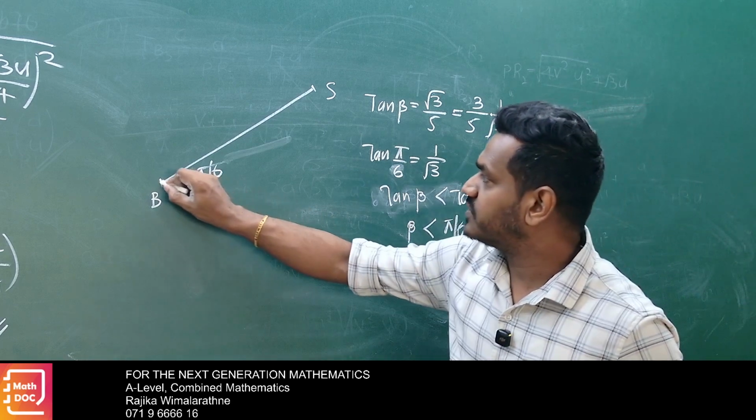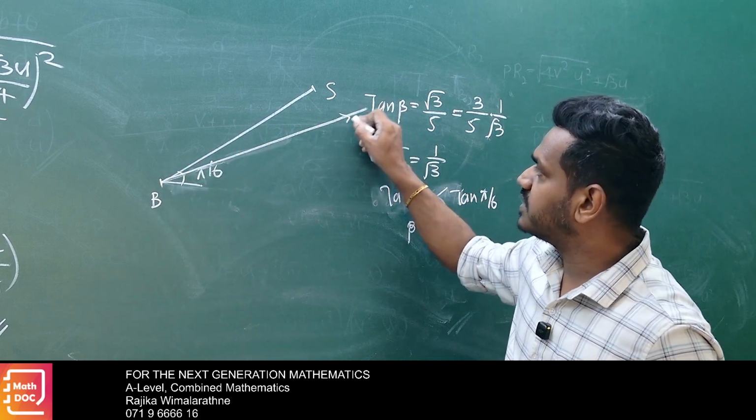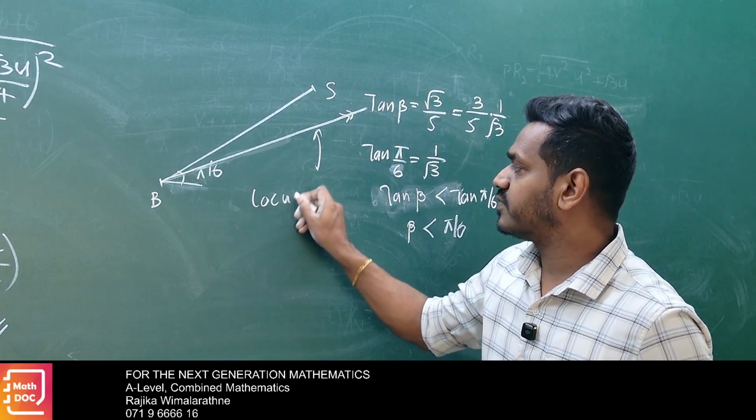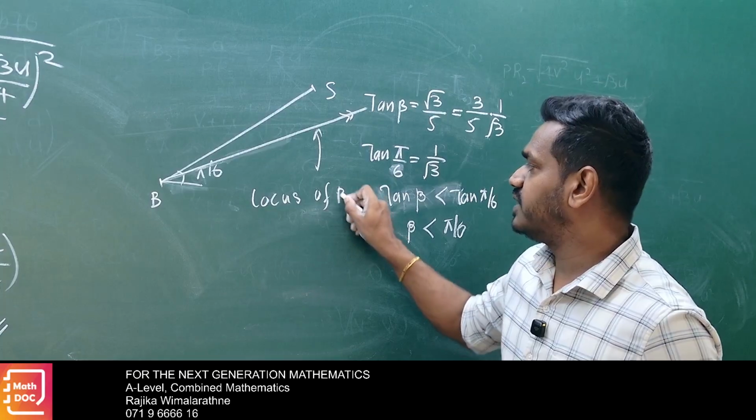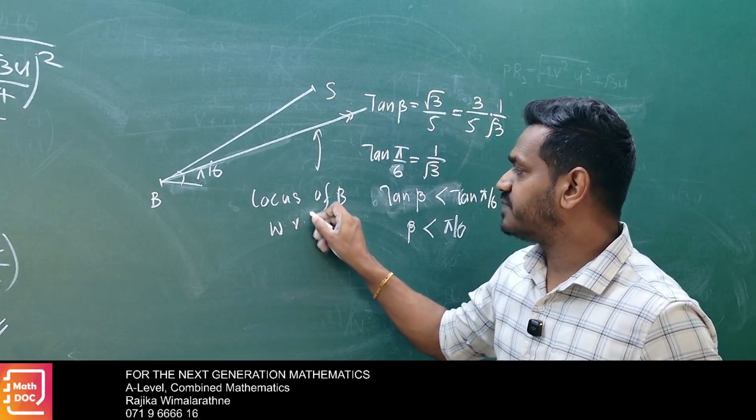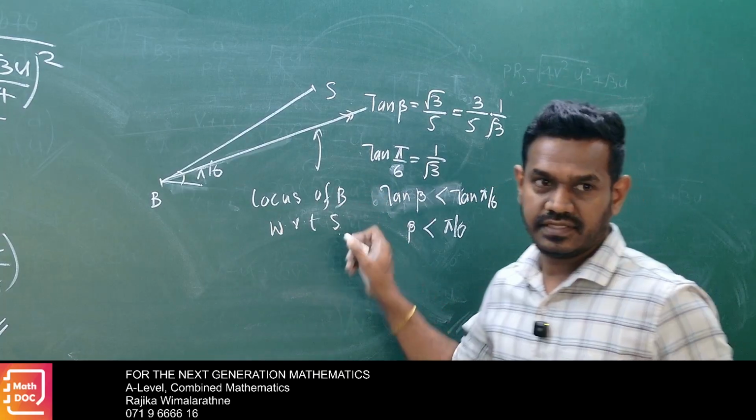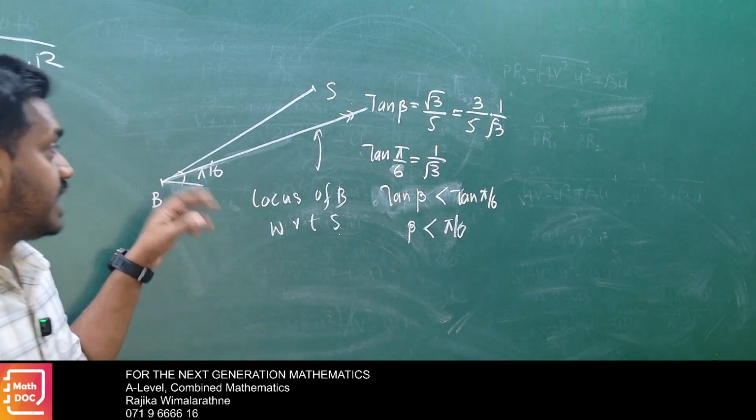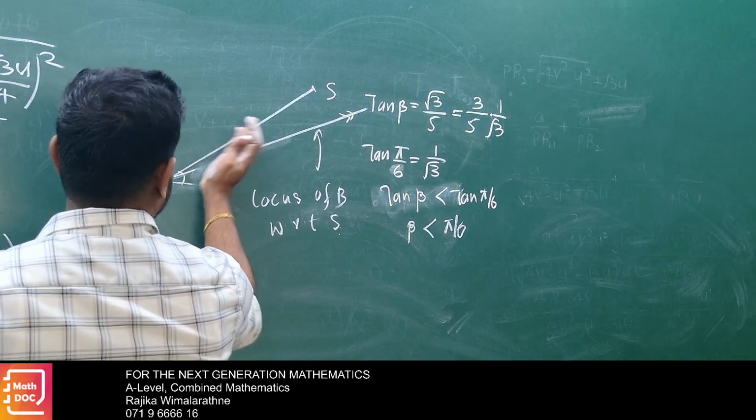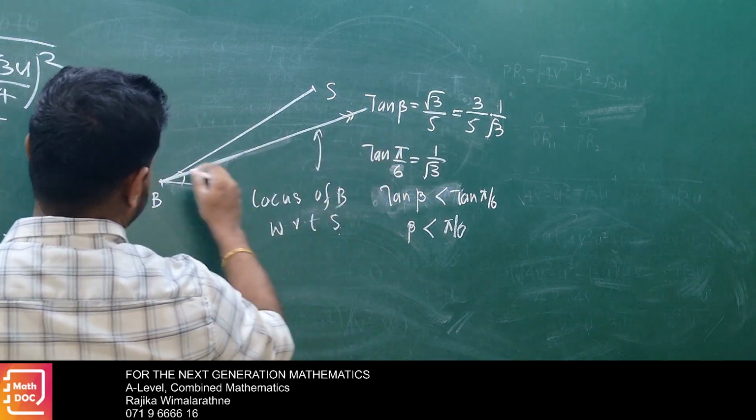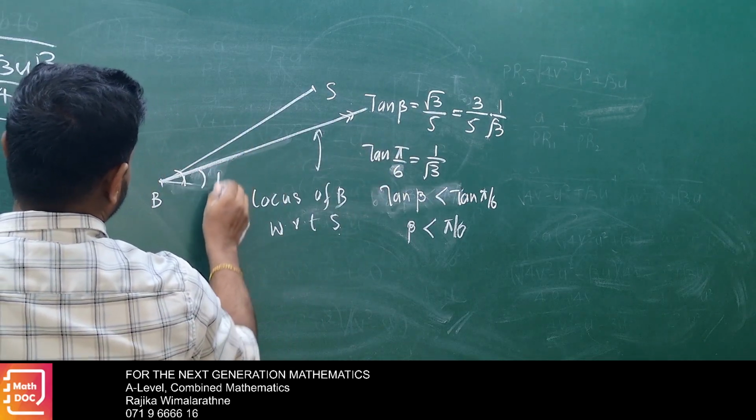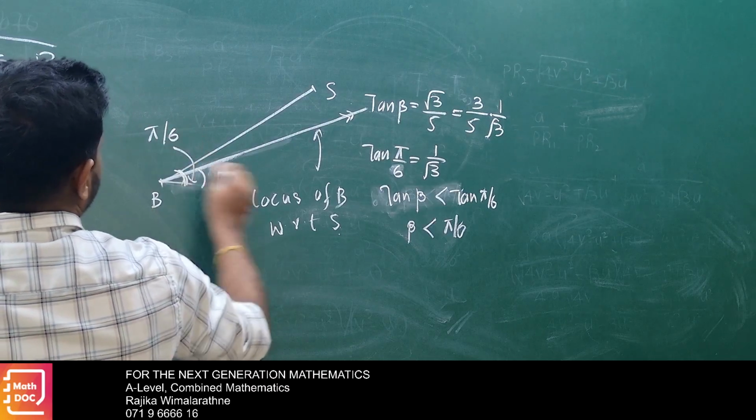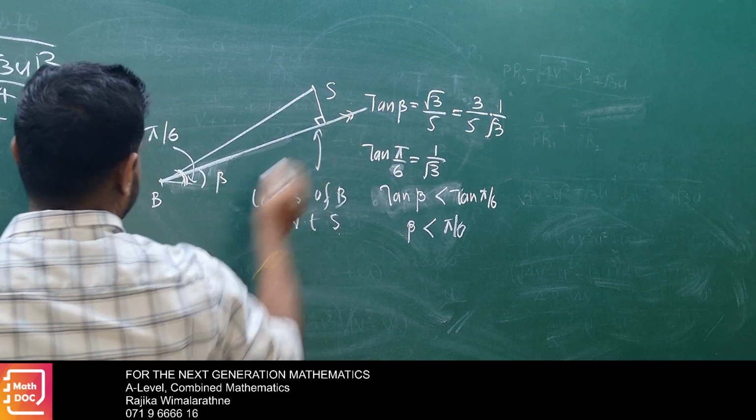Therefore the relative path goes like this. Relative path: here the locus of B with respect to S. So we have to find the locus. We don't know exactly beta, no? We don't know exactly beta. That's why we have to think about that, okay? Here angle beta, now here pi by 6. Then here the shortest distance.